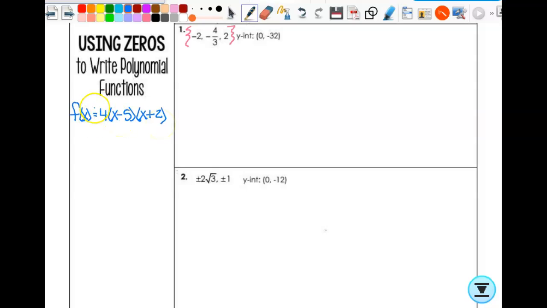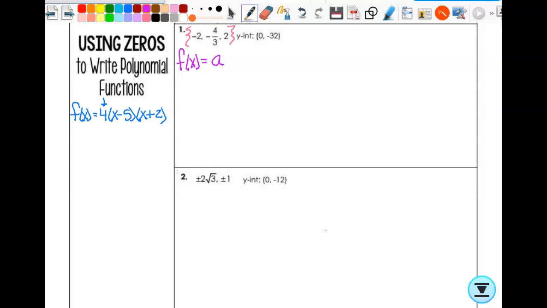This 4 that I factored out in front has no bearing on what my zeros are. And if I dropped it off when I factored, which is a big no-no, I still would have gotten the same zeros. But this does have an effect on the way the graph looks, and it will have an effect on where my y-intercept is. So basically, this is your a value, and we have to figure out where our a value is on these. When we start to write them, we'll start with f of x equals a, and we don't know what a is yet.